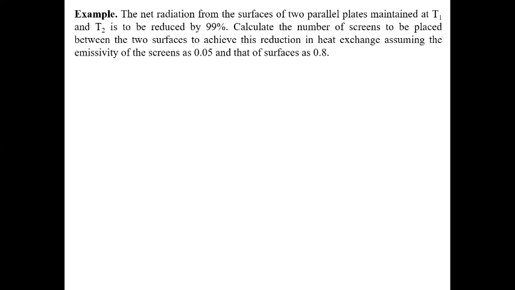The net radiation from the surfaces of two parallel plates maintained at T1 and T2 is to be reduced by 99%. Calculate the number of screens to be placed between the two surfaces to achieve this reduction in heat exchange, assuming the emissivity of the screen is 0.05 and of the surfaces is 0.8. Here there are two surfaces, both with the same emissivity 0.8, and you have to reduce the heat transfer rate by 99%. So what number of radiation shields do you have to apply to get the 99% heat reduction?